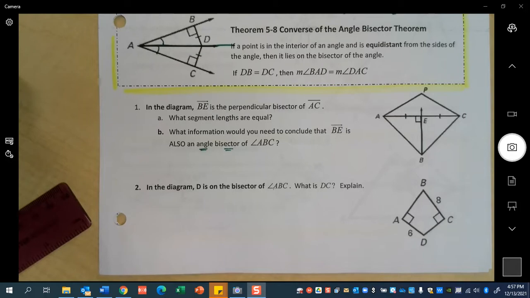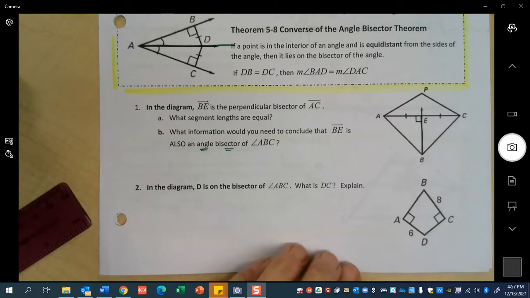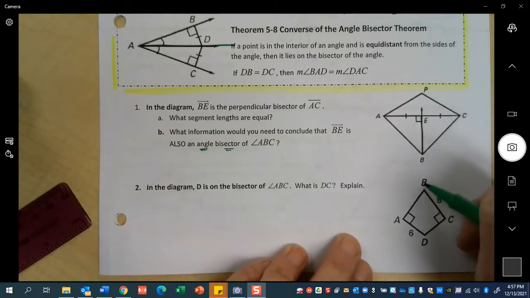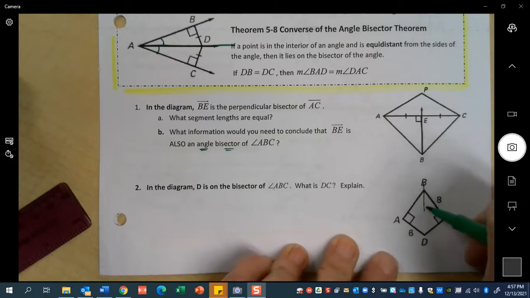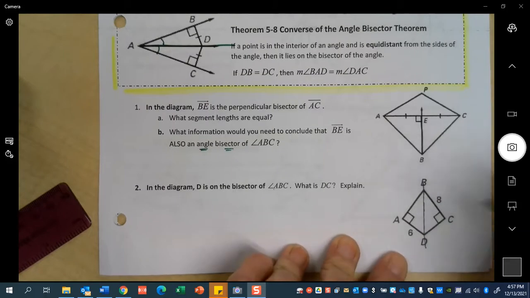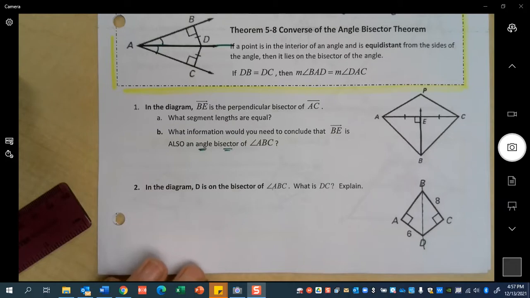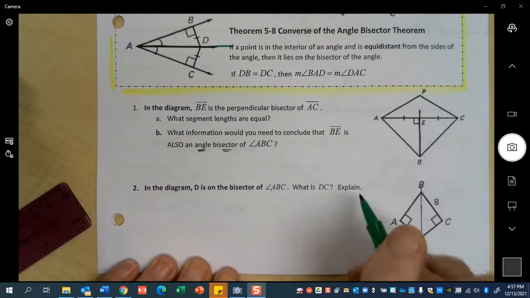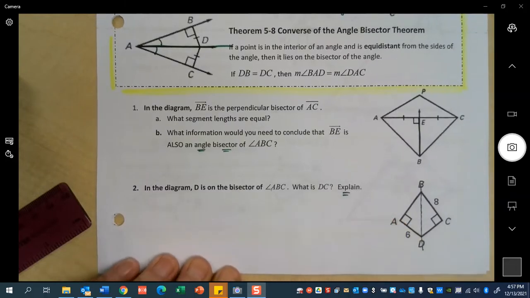In the diagram, D is on the bisector of angle ABC. Even though we can't see it, we know that a bisector exists here and D is sitting on it. What is the distance from D to C? And then be able to explain your answer.